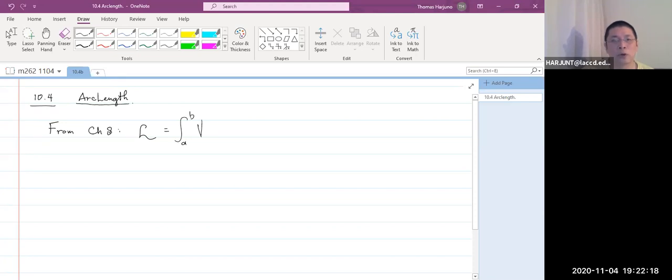b of square root of, maybe instead of a to b, let me just say an interval, of dx squared plus dy squared, where our ds is actually the square root of dx squared plus dy squared.